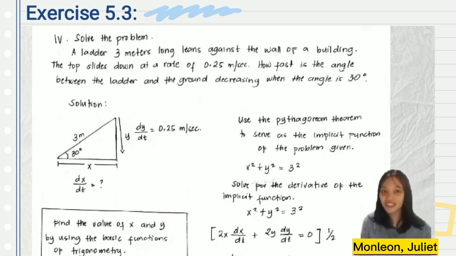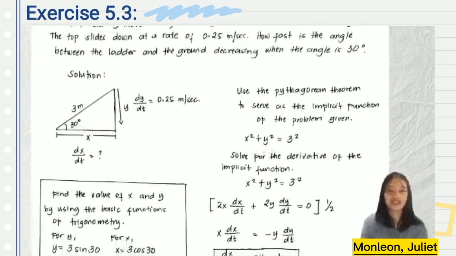Then, since it is an implicit function, we will solve for the derivative of an implicit function. In solving an implicit function, we find the derivative of each term, then multiply it by 1/2. The derivative of x squared is equal to 2x by using the power rule, and the derivative of y squared is equal to 2y, again by using the power rule. And the derivative of a constant is always equal to 0.